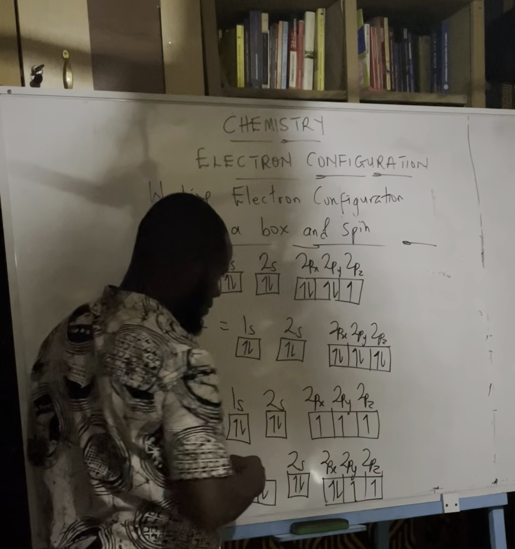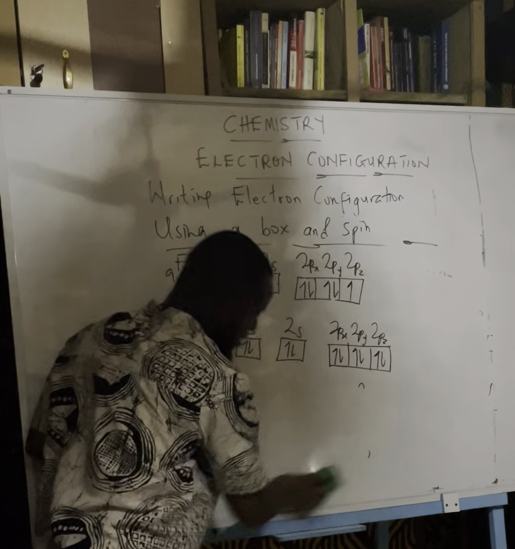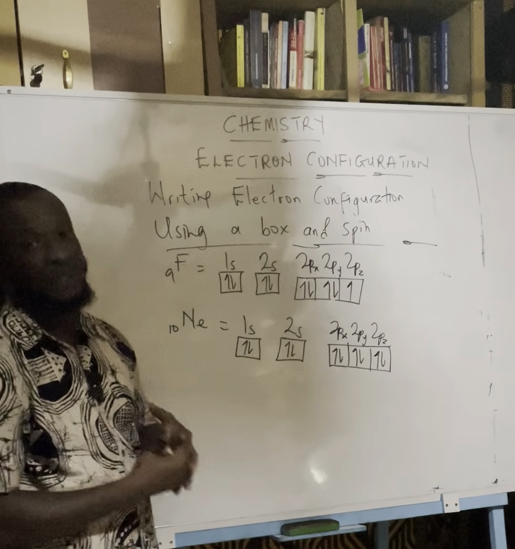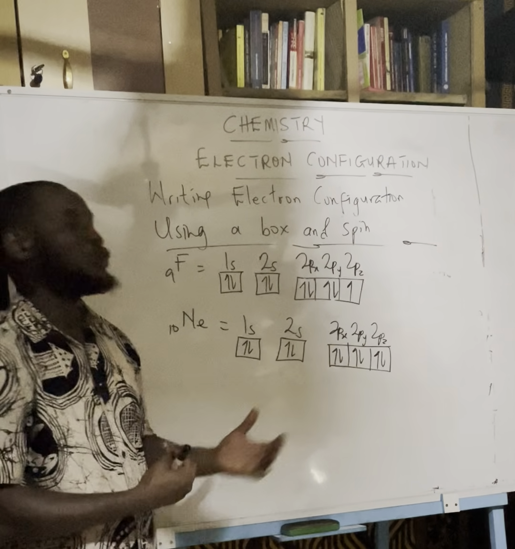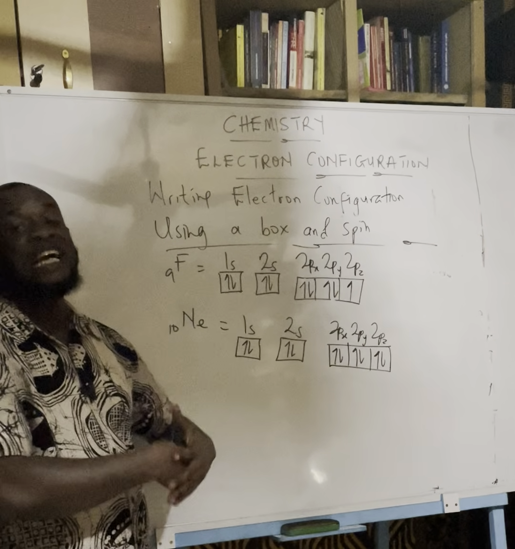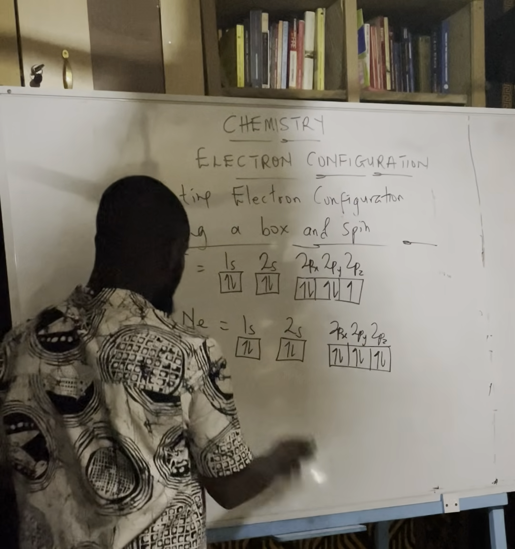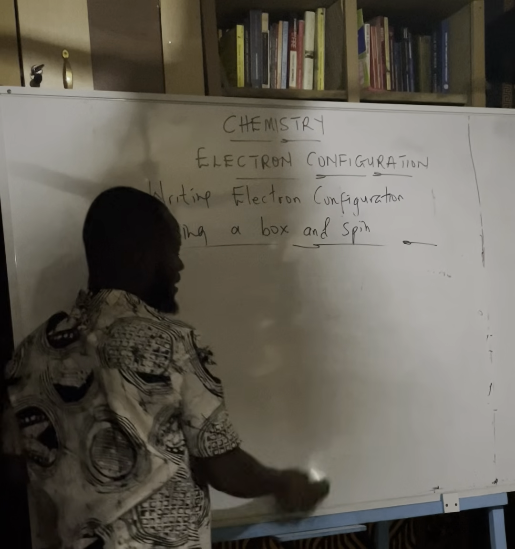So in this case, we are using the spin to represent what? An electron. And that's what we call the box and spin electron configuration. Take note. So now you should be able to use this to write any element, any of the transition metals. So quickly, how will we write that of what?